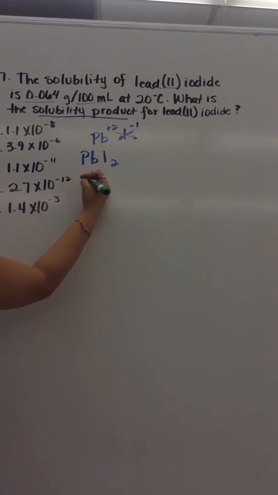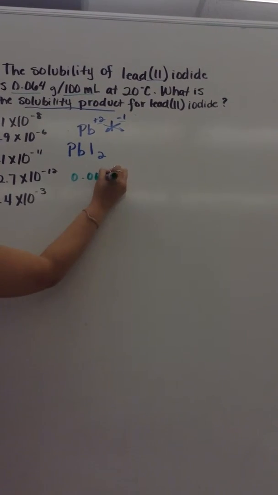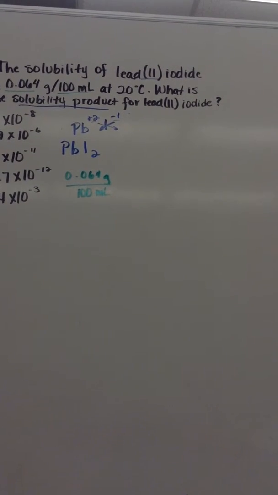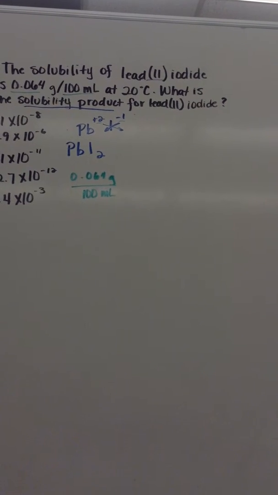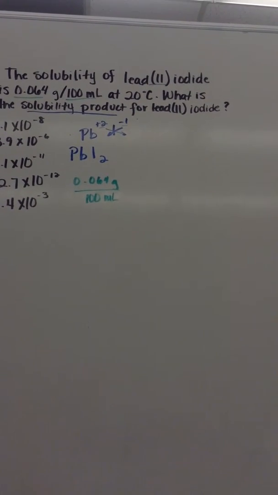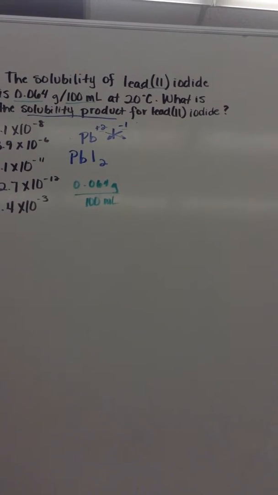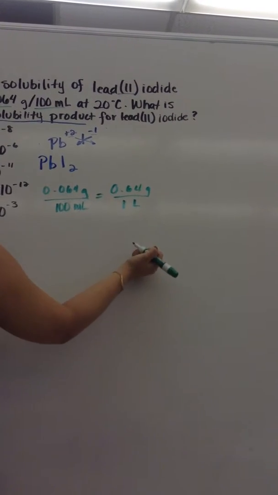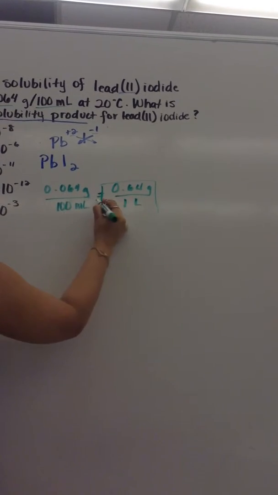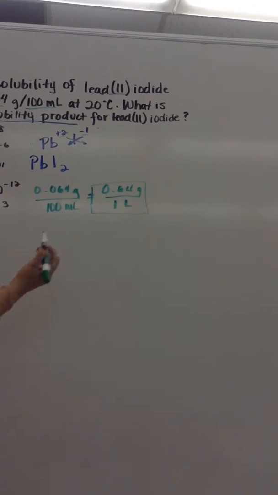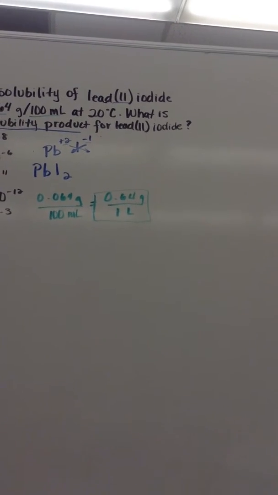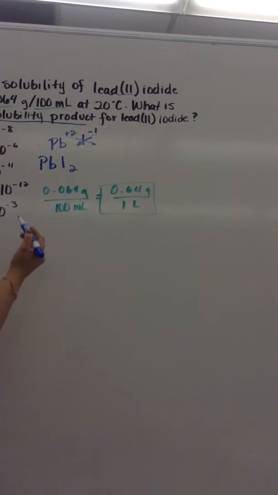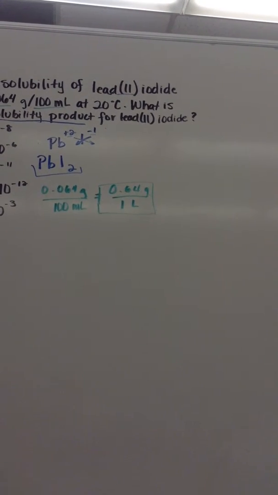So you have 0.064 grams over 100 milliliters. So you know that for every 0.064 grams over 100 milliliters, you have 0.64 grams over 1 liter. We want this in order to do our stoichiometry because we still have grams per liters. So we go ahead and do the stoichiometry. In order to do this, we need to find the mass of lead-2 iodide.